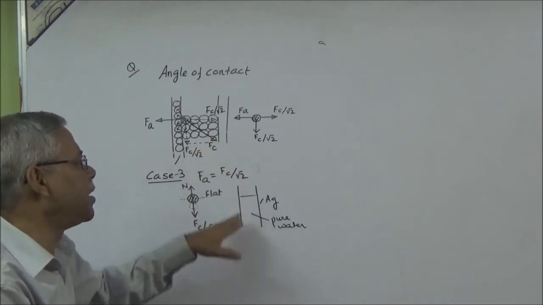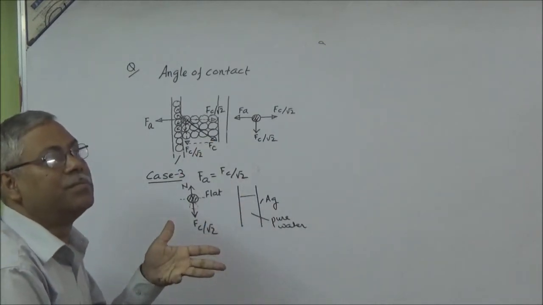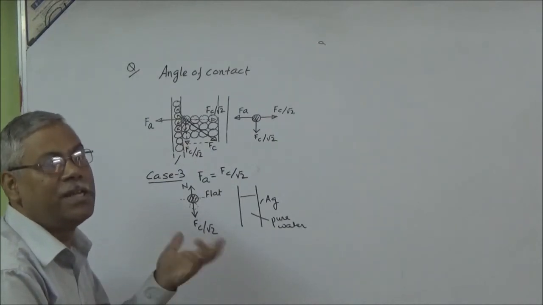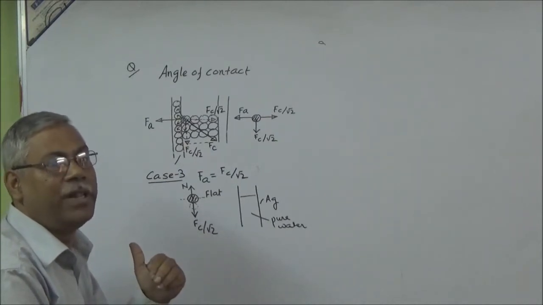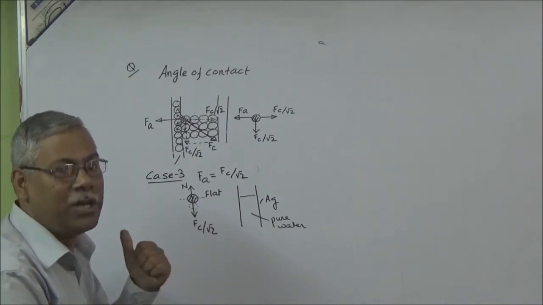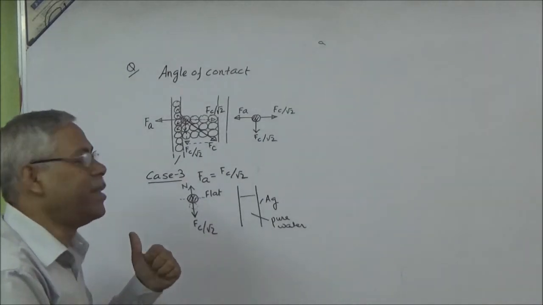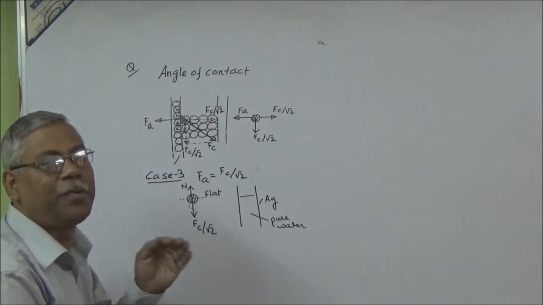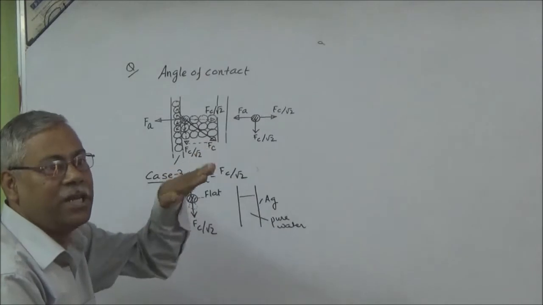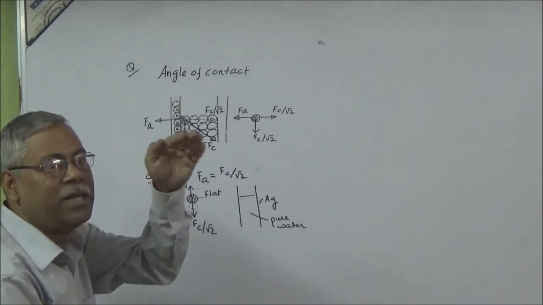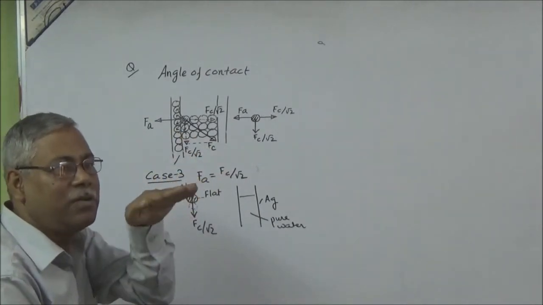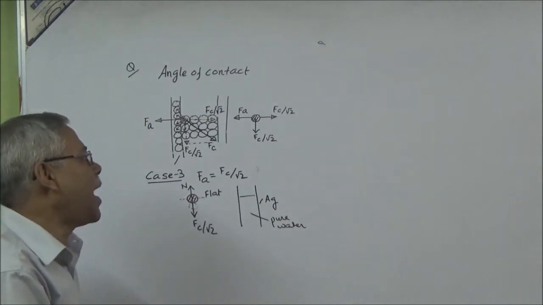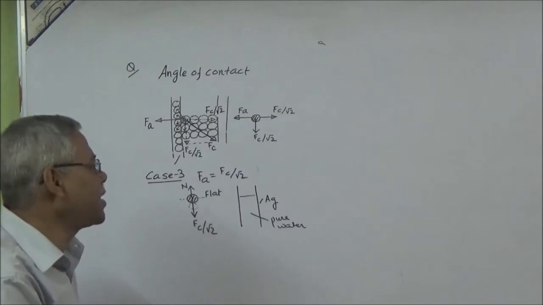Okay, so I have discussed the interaction of the effect of adhesive force and cohesive force when they act together on a liquid molecule. The result is the different shape of liquid surface. In some cases the liquid surface becomes like this, in some cases like this, in some cases like this. So then, what is the angle of contact?